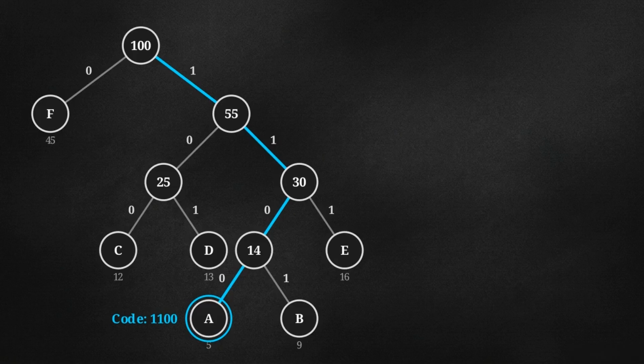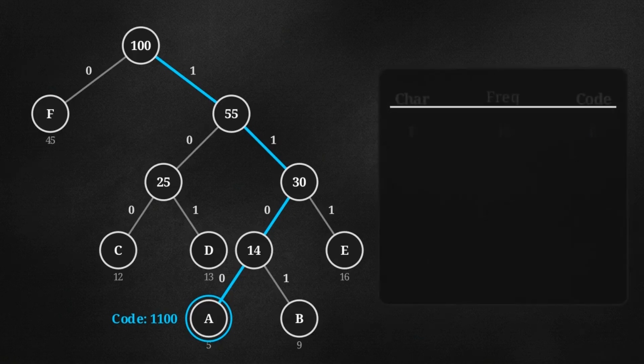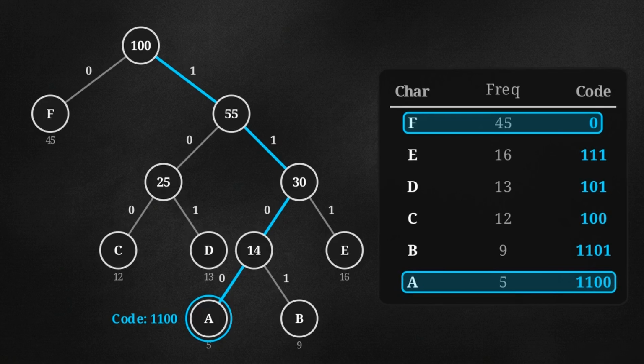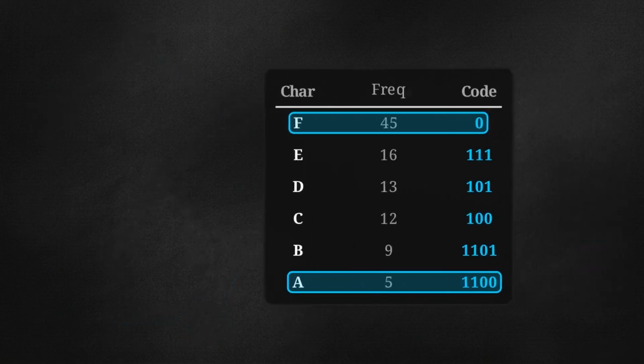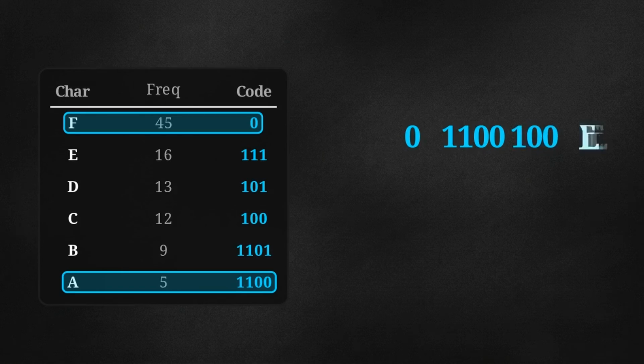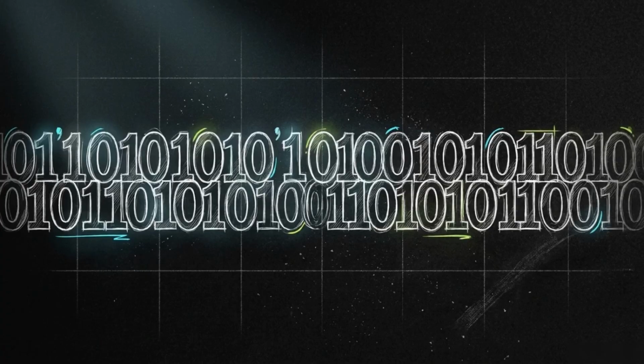Contrast this with our rarest character, A. Tracing right, right, left, left results in 1100. When we compile the final Huffman code table, the structural logic is clear. F receives a single-digit code, while A receives the longest sequence. During the encoding phase, a message like FACE is translated by substituting the letters for their binary equivalents. F becomes 0, A becomes 1100, C becomes 100, and E becomes 111. These individual codes are then joined into a continuous bitstream for transmission.